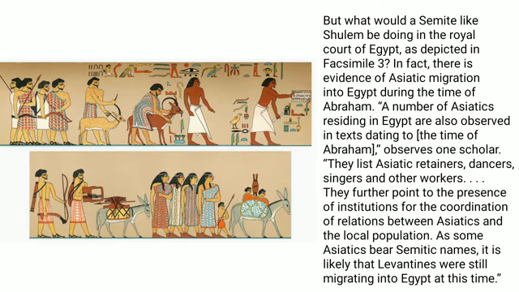But what would a Semite like Shulem be doing in the royal court of Egypt as depicted in facsimile 3? In fact, there is evidence of Asiatic migration into Egypt during the time of Abraham. "A number of Asiatics residing in Egypt are also observed in texts dating to the time of Abraham," observes one scholar. They list Asiatic retainers, dancers, singers, and other workers. They further point to the presence of institutions for the coordination of relations between Asiatics and the local population. As some Asiatics bear Semitic names, it is likely that Levantines were still migrating into Egypt at this time.